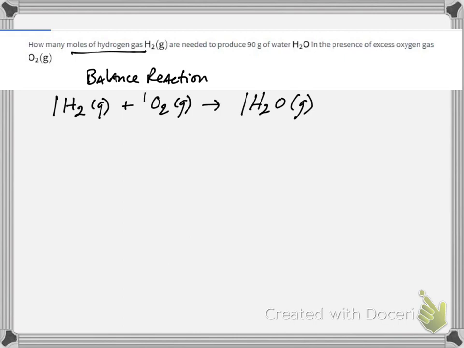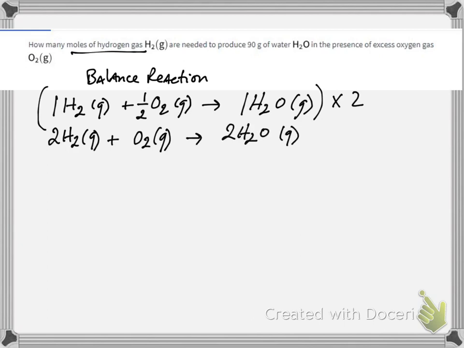If we count up the number of oxygens, we only have 1 oxygen in the products. So we put a half in front of O2. Because we can't have fractions in our balanced chemical reactions, we multiply both sides by 2 to clear the fraction. And we get 2H2 plus O2 makes 2H2O. Right, so now we have our balanced reaction.